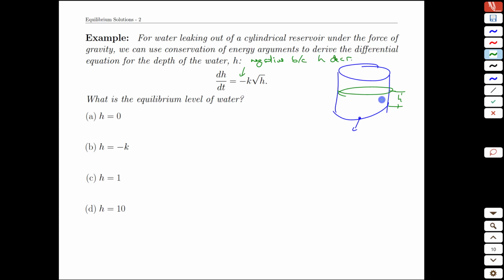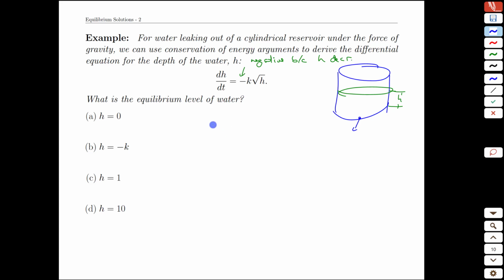If we're talking about water levels in a tank and there's a hole, that's a pretty natural direction for the water level to go. And then we can ask the follow-up question, which is, what is the equilibrium level of water in the tank? If we start at a certain depth of water, what would that water level have to be so that it stays constant forever afterwards? Consider these options here, pause the video, and then we'll check our answers.